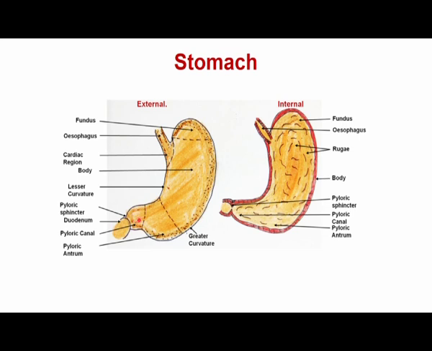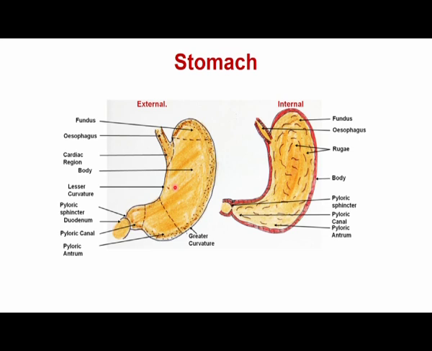The pyloric sphincter connects the stomach to the duodenum, and this sphincter is required to control the passage of food from the stomach to the duodenum. It allows the food material to enter the duodenum only when the digestion is complete on the stomach side.